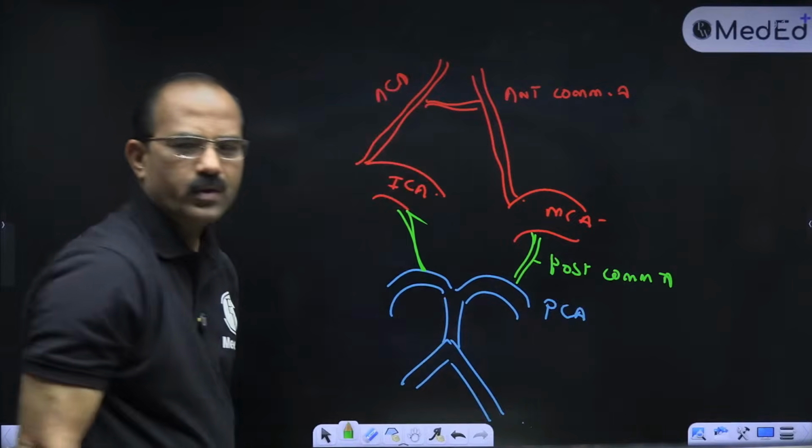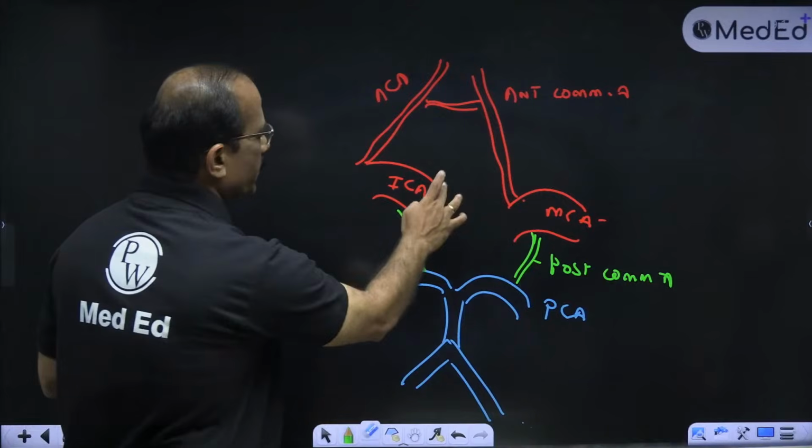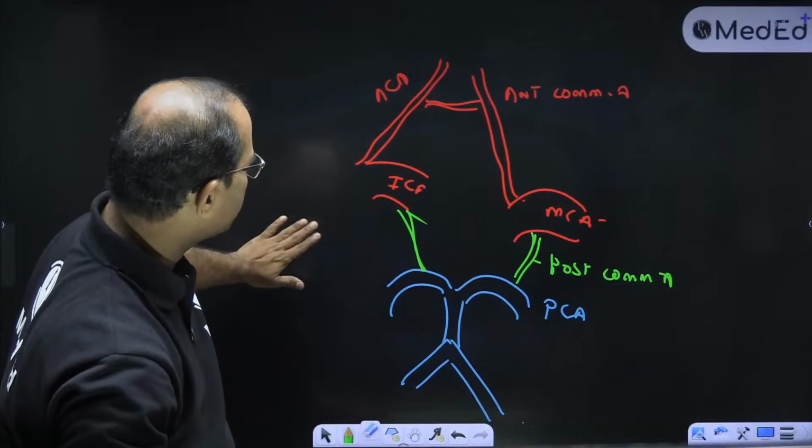You get a short note on circle of Willis. So you need to write this. You need to draw this diagram. It is not that great a circle. Fine.